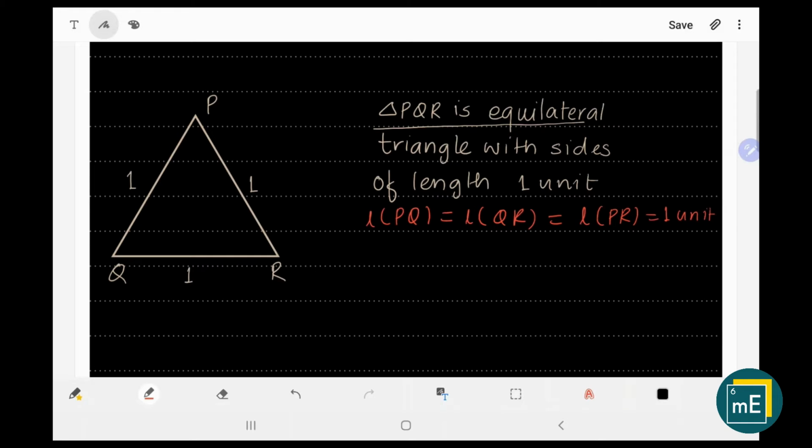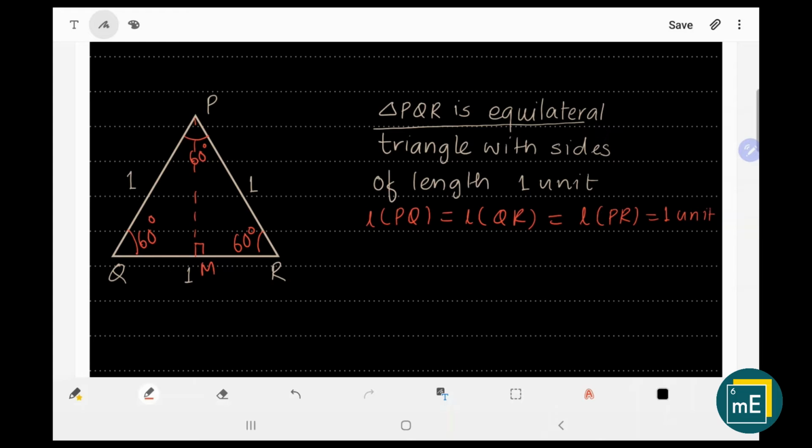Since in an equilateral triangle all the angles are equal, and we know that the sum of angles in a triangle is equal to 180 degrees, that gives us each angle as 60 degrees for an equilateral triangle. Now let's draw a perpendicular PM from point P on base QR.